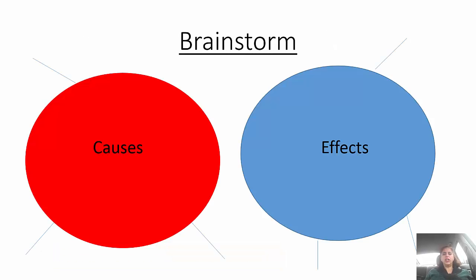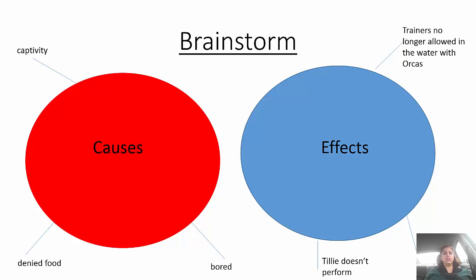Let's take a look at the brainstorm. In the brainstorm, you want to pick out causes for Dawn's death. For example, there might be some issues with whales in captivity. The fact that Tilly was denied food. Possibly that the whale was bored. Some of the effects could be that trainers no longer allowed in the water with orcas, or Tilly's no longer performing. There's low attendance at SeaWorld. Go through the steps and list as many ideas in the brainstorm before you begin writing your essay.